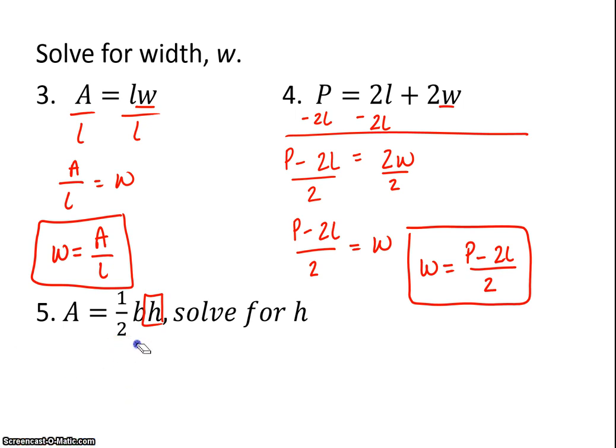What you're used to doing when you have a fraction and you need to get rid of it is that you multiply by the reciprocal. So we're going to multiply by 2 over 1. That cancels. 2 over 1 times the area is 2a equals bh. Again, we're solving for h, so we need to divide by b. So h equals 2a over b.